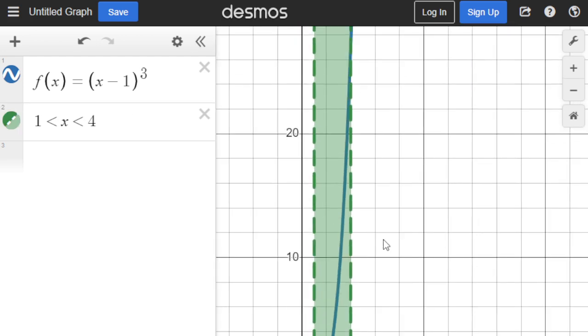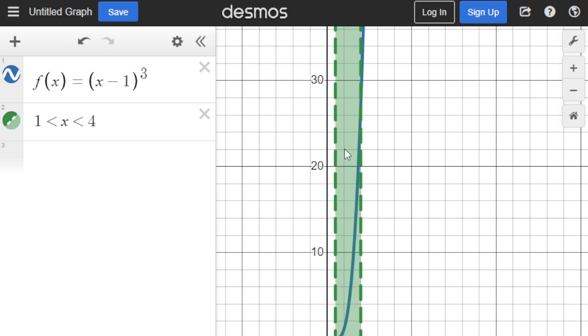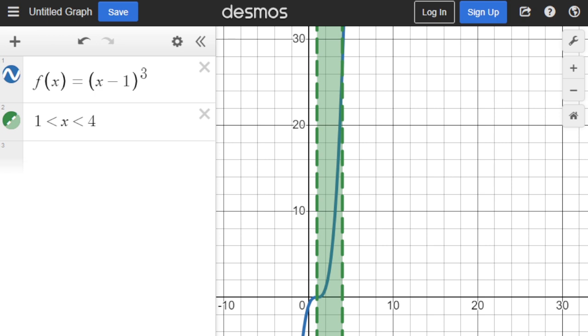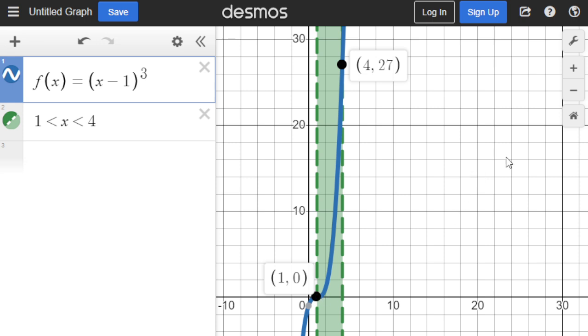Now we're going to zoom out so that we can see where the function crosses both edges of this little shaded area here. And if we click on the blue function, we can see the two boundary points here. Now because the problem is asking for range, we're going to use the y values and say that it goes from 0 to 27.